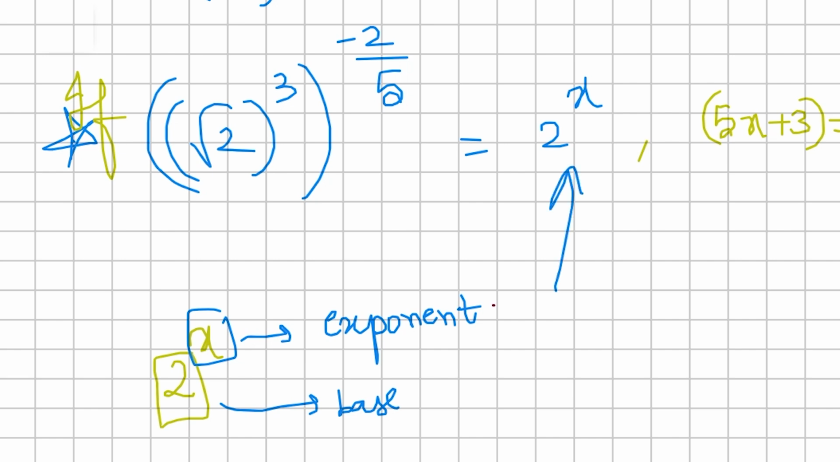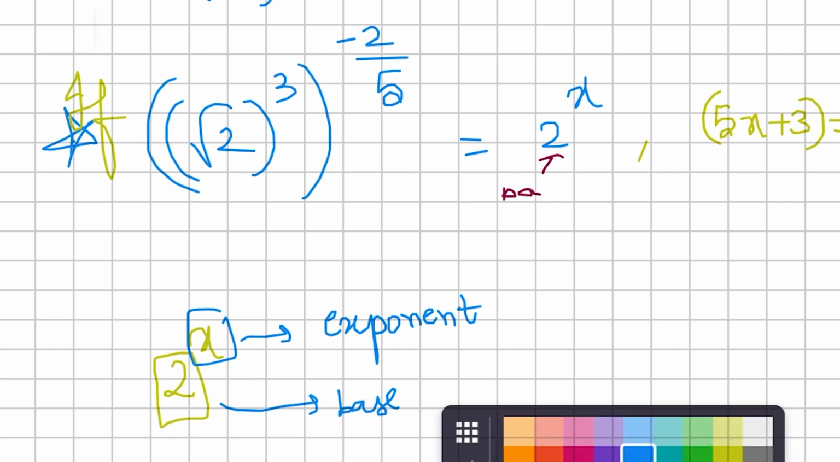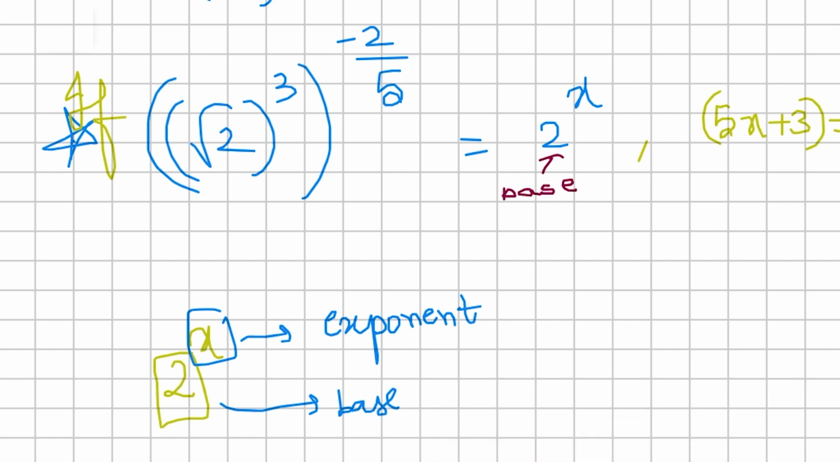So on the right, 2 is the base. So on the left, do you see any base as 2? Well, the root of 2. Root of 2 means what? Tell me your name for root 2. What do you also call that? Square root. I don't know what this is.